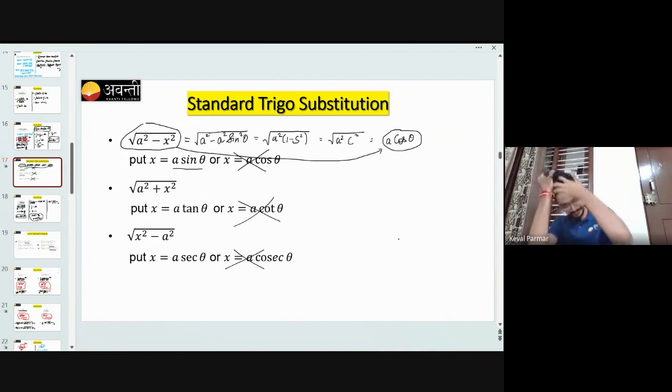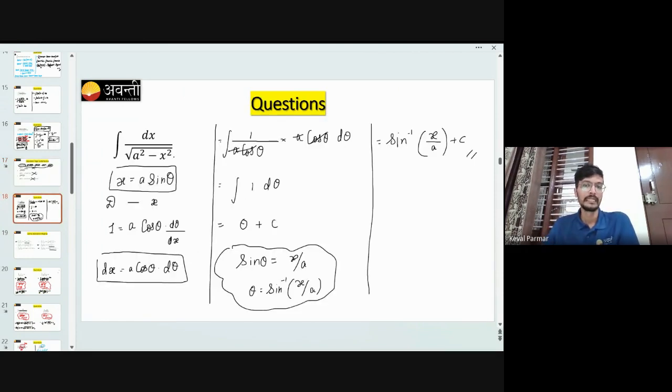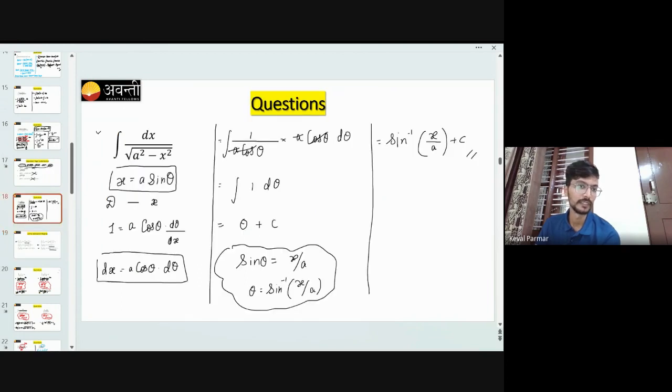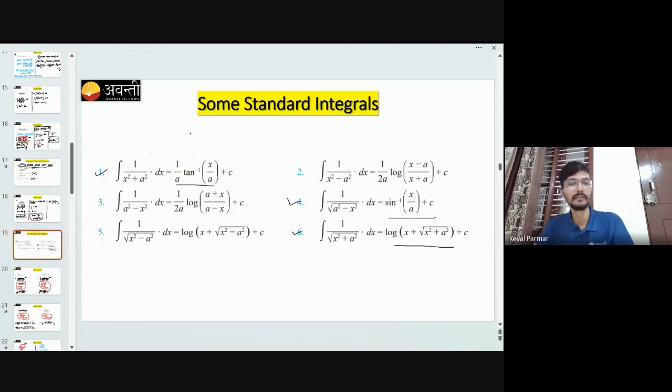So here, first we did the standard trigonometric substitutions: a square minus x square, a square plus x square, and x square minus a square. We did one proof of the formula, and after that, we looked at these six formulae. These six formulae you can derive the same way we did this one. Just a standard substitution and it will become very simple and you will get your answer. So these formulae we need to learn.